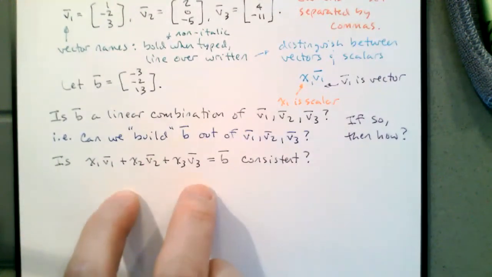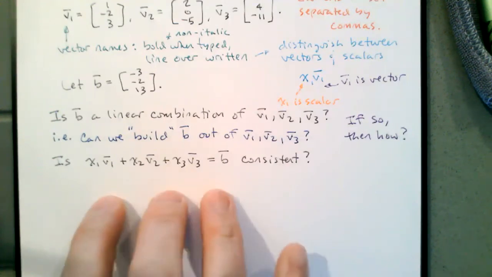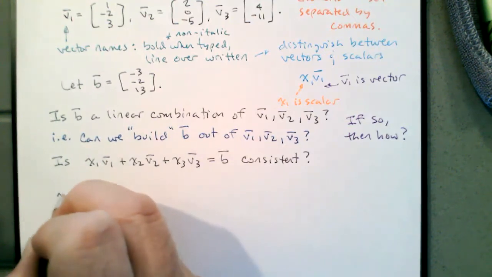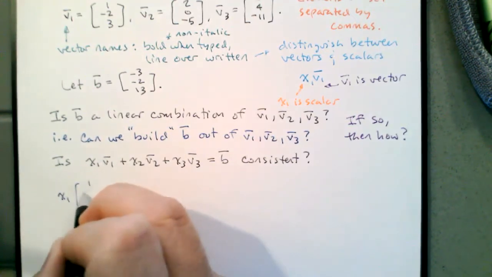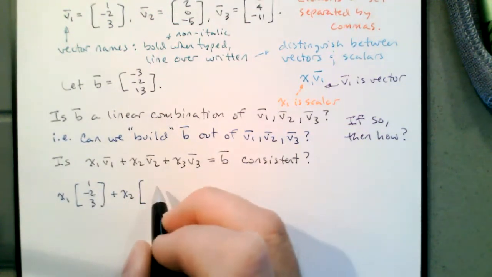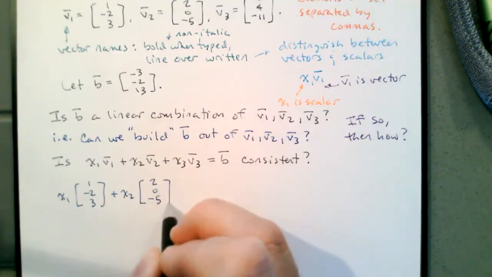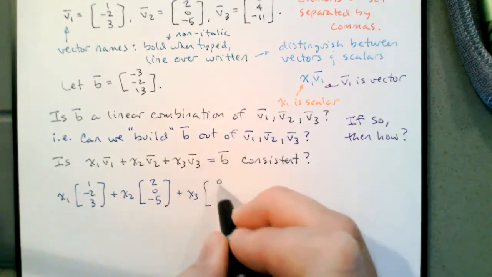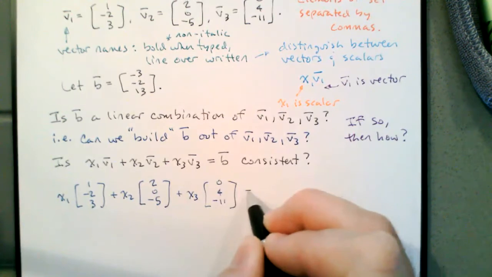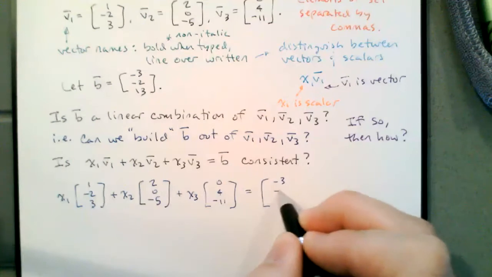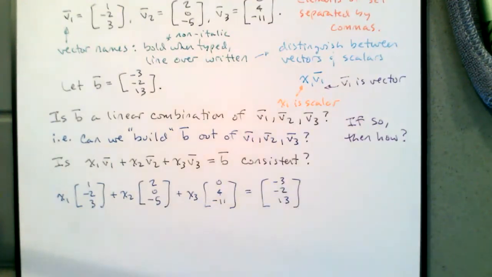So let's take a look at this vector equation and write it out with the numbers in it. We want x1 times the vector v1, which is 1, negative 2, 3, plus x2 times the vector v2, which is 2, 0, negative 5, plus x3 times the vector v3, which is 0, 4, negative 11. And I want this to be equal to negative 3, negative 2, 13. There's the vector equation that we want to solve.